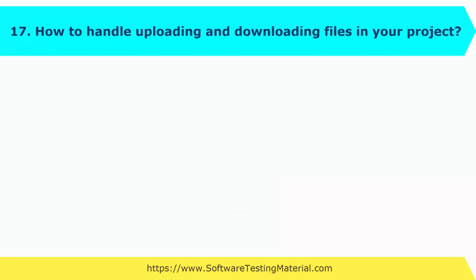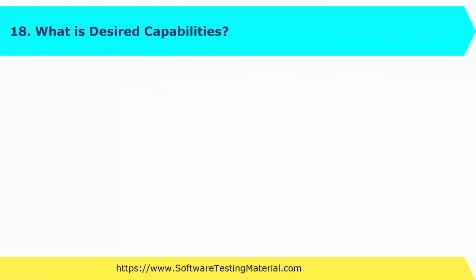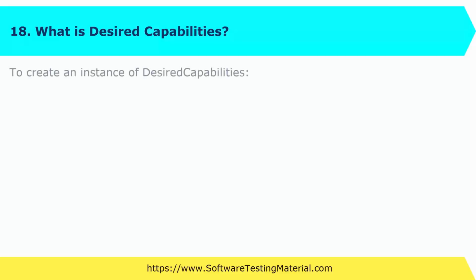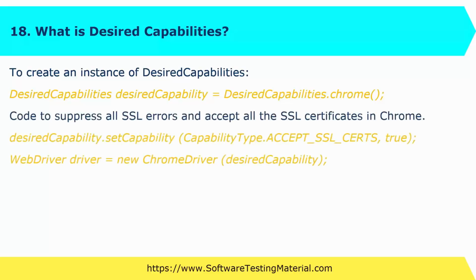How to handle uploading and downloading files in your project? We can use Robot class or AutoIT or Sikuli code to handle uploading and downloading files in Selenium. What is desired capabilities? In Selenium, we use desired capabilities to handle SSL certificates in Chrome browser. We need to create an instance of desired capabilities. Here is the code to suppress all SSL errors and accept all the SSL certificates in Chrome.